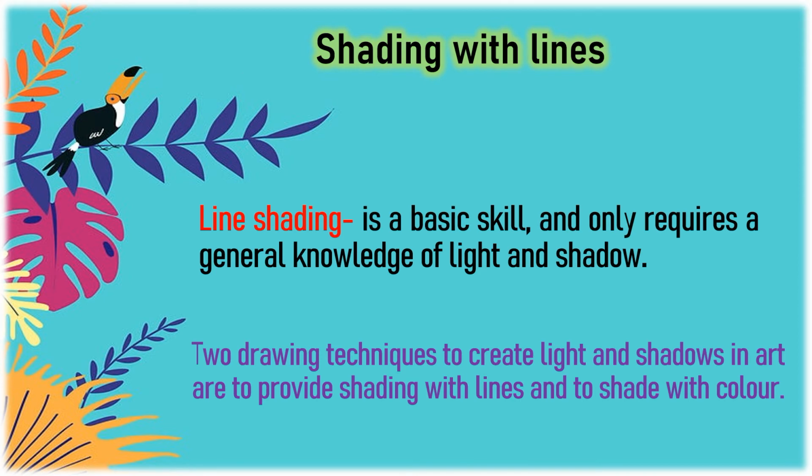Shading with lines. Shadows always appear in the opposite direction of light. Line shading is a basic skill and only requires a general knowledge of light and shadow. Two drawing techniques to create light and shadows in art are to shade with lines and to shade with color.